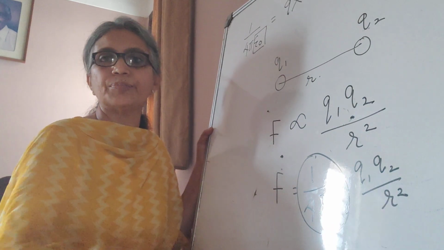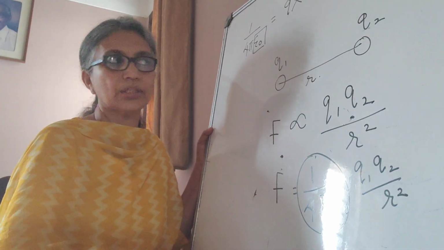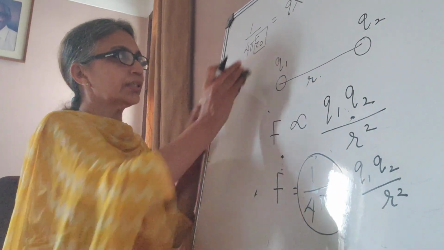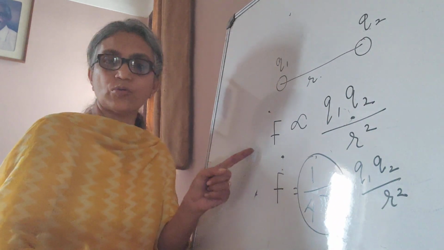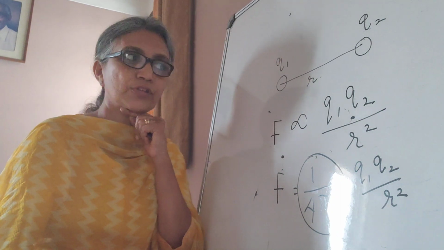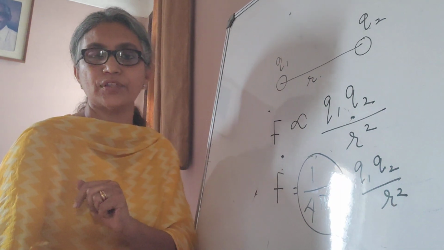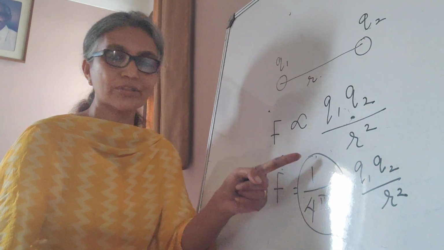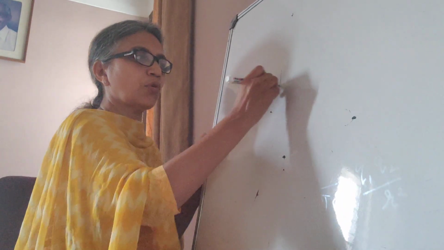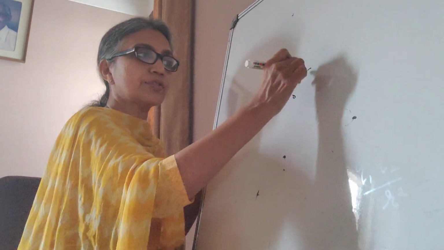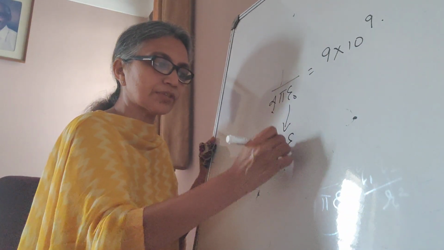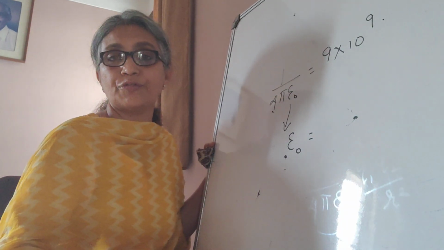Permittivity is the capability of a medium to allow electric field lines to pass through it. So for air or vacuum, this epsilon 0 value is there; I hope you've noted this in your printed notes. Force is directly proportional to the product of the two charges and inversely proportional to the square of the distance between them. We are now discussing this constant here. This constant in electrostatics is 1 by 4 pi epsilon 0, whose value is 9 into 10 raised to 9. And in that we have this epsilon 0, which is called the permittivity of free space.